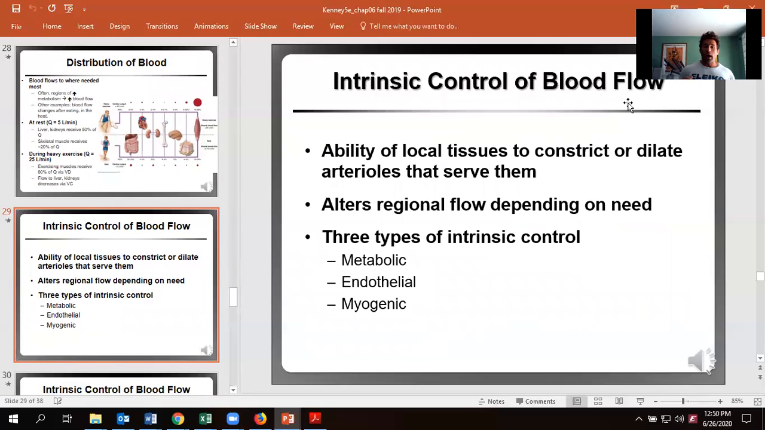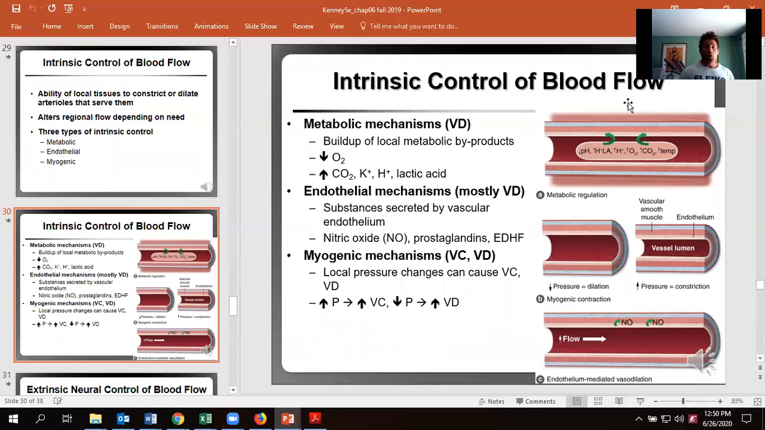Now, how we're able to get this vasoconstriction and vasodilation is due to a number of different control mechanisms. So these are going to come down to metabolic factors, endothelial factors, and myogenic factors. So metabolic mechanisms are going to be causing vasodilation. So this is going to be buildup of metabolic byproducts, release of hydrogen, increased levels of lactate, decreased levels of oxygen, decreased pH, increased carbon dioxide, increased temperature.